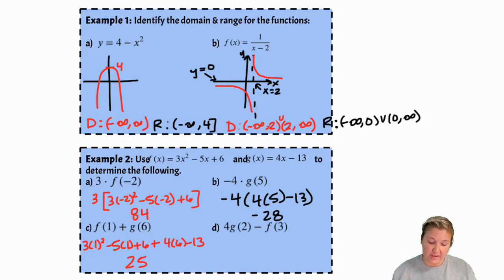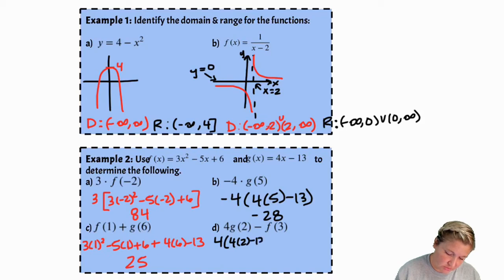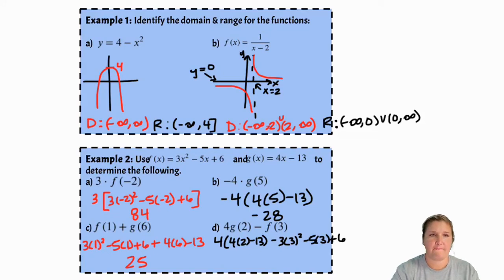And then I have 4 times g of 2 first, minus f of 3. So I'm going to have 4 times 2 minus 13, and then minus f of 3, which is going to be 3 times 3 squared minus 5 times 3 plus 6. Then I'll plug that into my calculator, which equals -56.